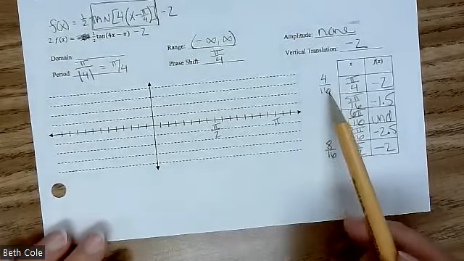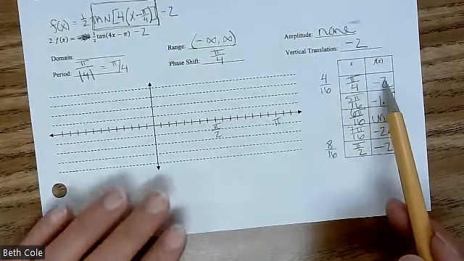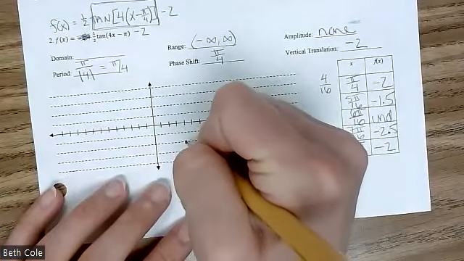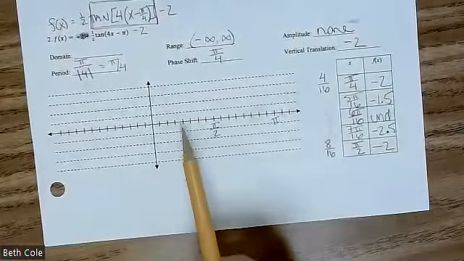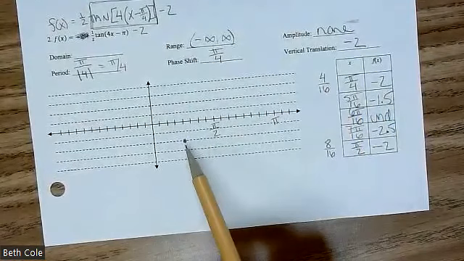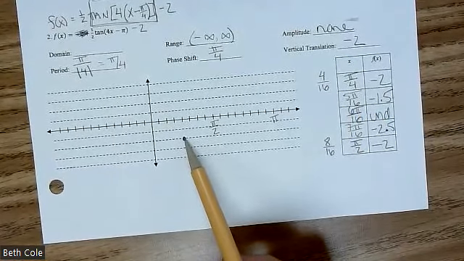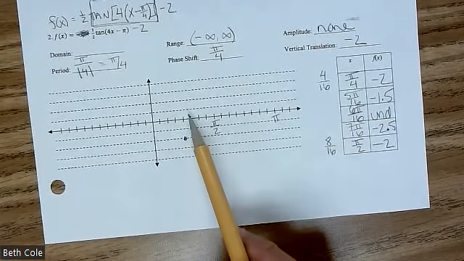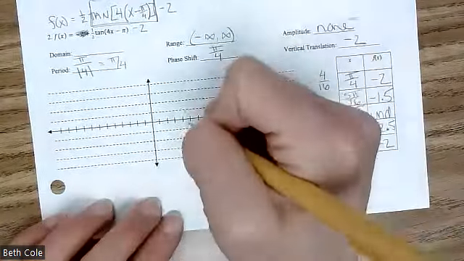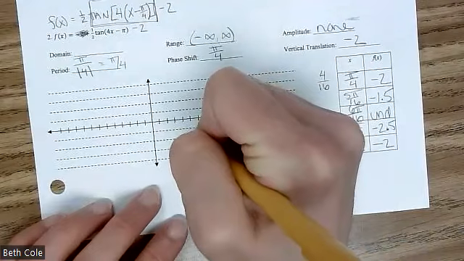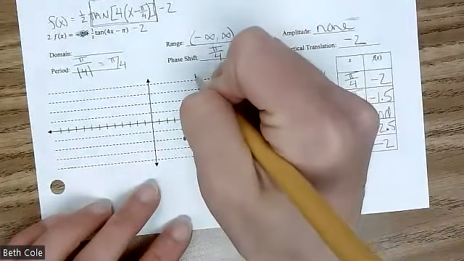So we're going to go to 4/16. That's the fourth little tick mark, and that'll be -2. So go to the fourth one. That's our 4/16. We're going to start there at -2. And then the fifth one, the 5/16, is -1.5. And then an asymptote.